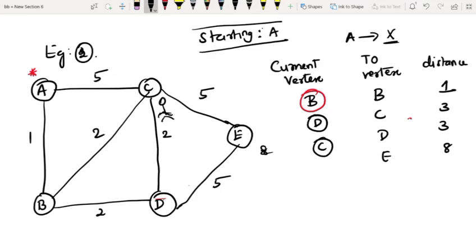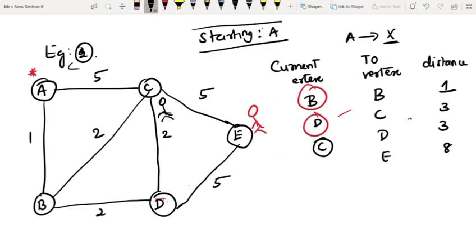From C, directly connected nodes are B, D, E, and A. You should not go to A again. You need not go to B, because we have already visited B. B has already become the current vertex once. You should not move to D either, because D is already visited. You can move to E. Even if you move to E, those nodes are not directly connected, so you need not change any value.